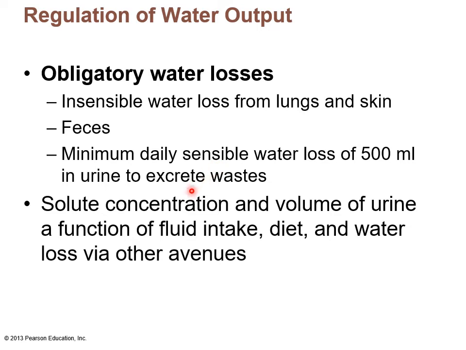So, regulation of water output. Obligatory water output is referring to the amount of water that's needed to remove substances from the body. So to remove waste products, you need a certain amount of water. So to get rid of feces, to get rid of waste products in urine, you have to have a certain amount of water. Insensible is what we lose from the lungs and skin. We talked about feces, but you need about 500 milliliters a day in urine to excrete the waste products there.